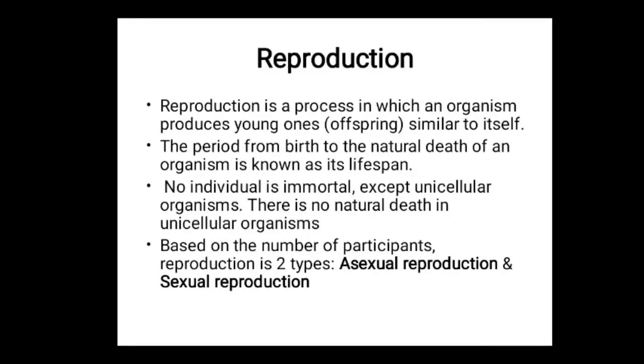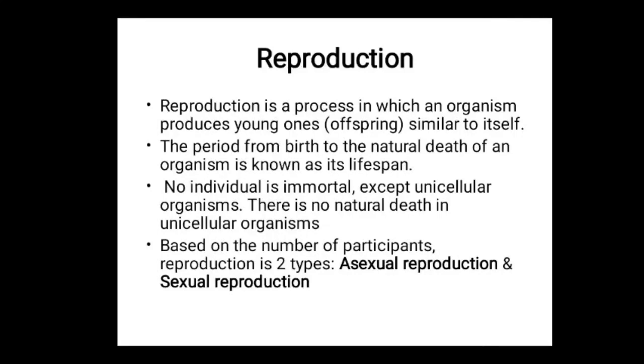If you look at the definition, reproduction is a process in which an organism produces young ones or offspring similar to itself. According to the definition, an organism can produce offspring similar to itself or similar to its parents. The next definition is lifespan, the period from birth to natural death. Birth to the natural death of an organism is known as lifespan.